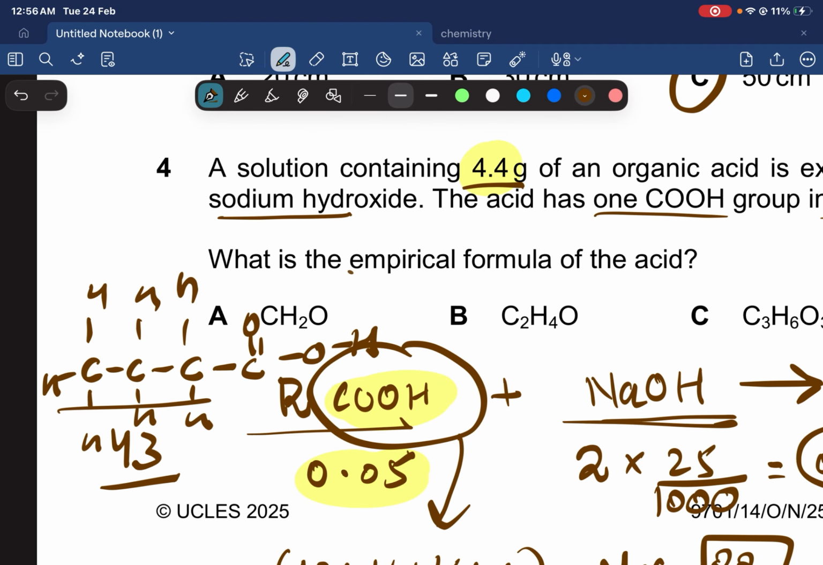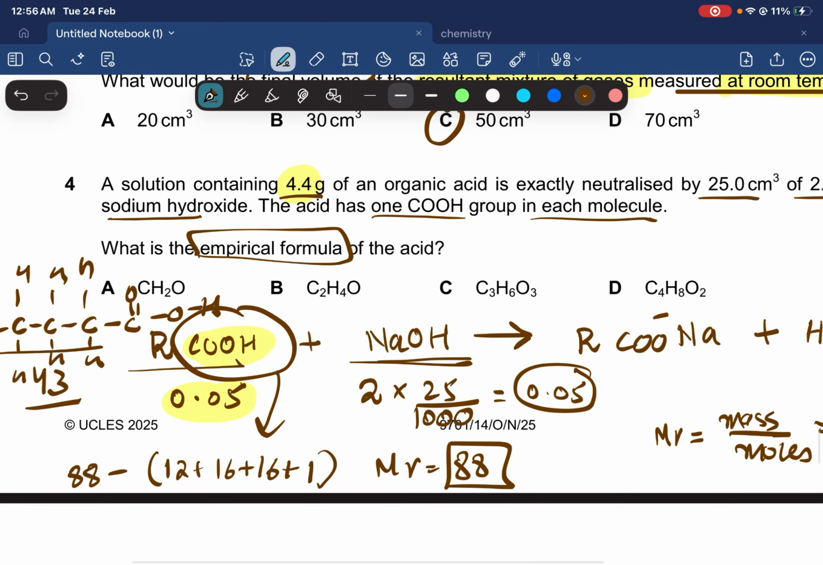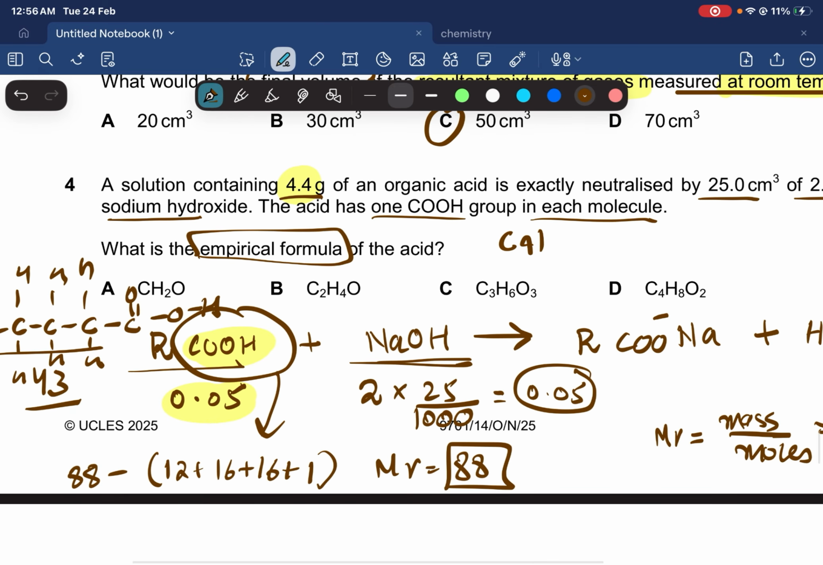Now they're asking about the empirical formula. The molecular formula is, this is butanoic acid, so the molecular formula comes out to be C4H8O2, right? And if I convert it into the empirical formula, dividing 4 by 2, 8 by 2 and 2 by 2, so C2H4O.